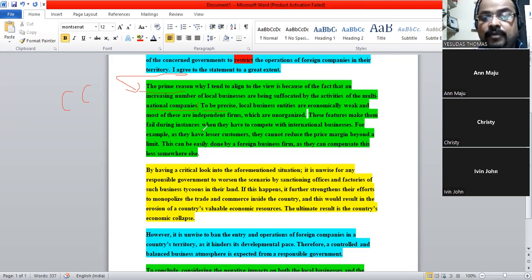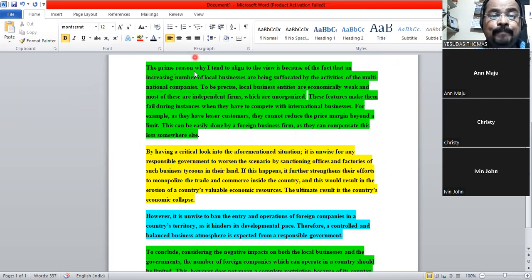They have fewer customers, and they cannot reduce the price margin beyond the limit. But multinational and international companies can reduce the price and compensate the loss somewhere else. This is the situation we can see in the first paragraph.